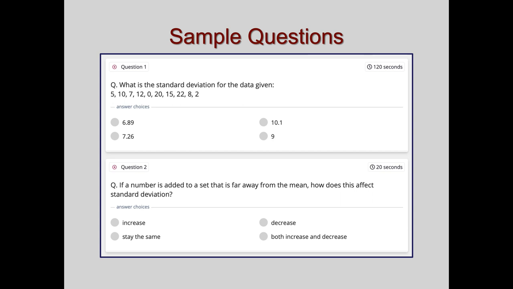Okay. Question number 2. If a number is added to a set that is far away from the mean, how does this affect the standard deviation? It's going to increase the standard deviation because it's far away from the mean. That assumes that it's farther than other scores when it says far away.